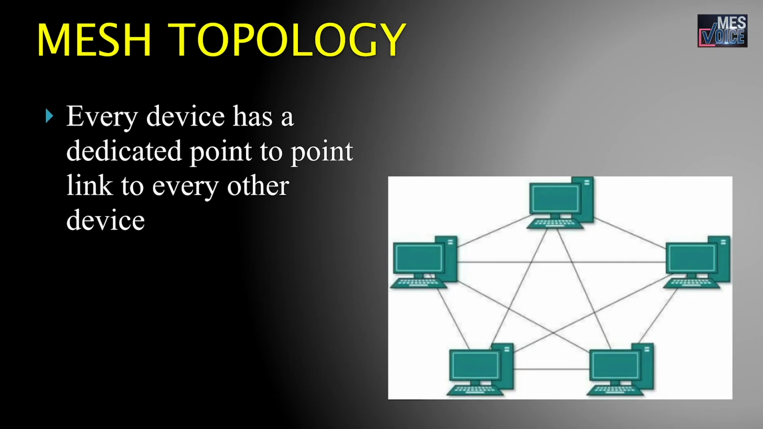The fourth topology available is mesh topology. Mesh topology is a complicated topology available. Here, every device has a dedicated point-to-point link to every other device in the network. And this gives some advantages of direct transmission between two devices.